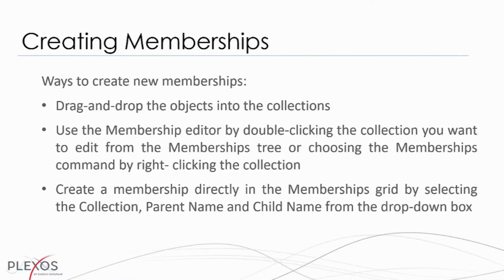Creating memberships. There are three ways to create memberships. We can drag and drop the objects into the collection. The second option is to use the membership editor by double-clicking the collection you want to edit from the membership tree, or choosing the memberships command by right-clicking the collection. The third option is to create a membership directly in the membership grid by selecting the collection, parent name, and child name from the drop-down box.